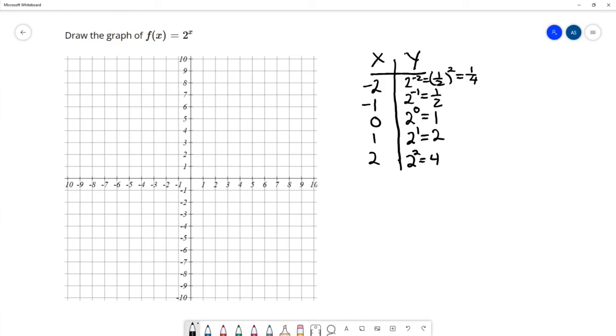So I'll use these ordered pairs, (0, 1), (1, 2), (2, 4), (negative 1, 1/2), (negative 2, 1/4). And if we follow our pattern, our right side goes to infinity and our left side is going towards our x-axis. So here's a sketch of the graph of 2 to the x.